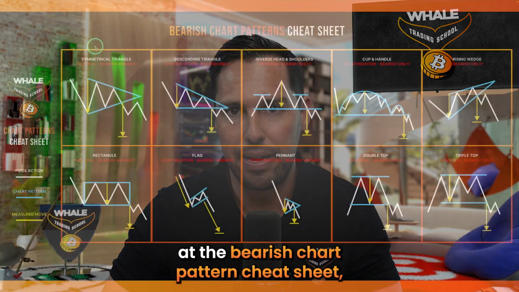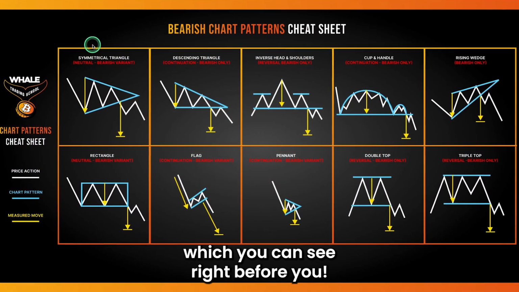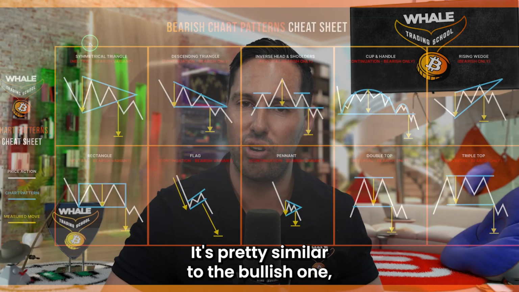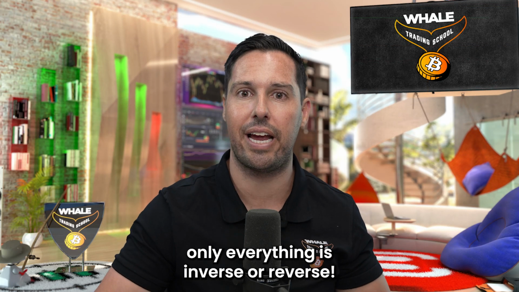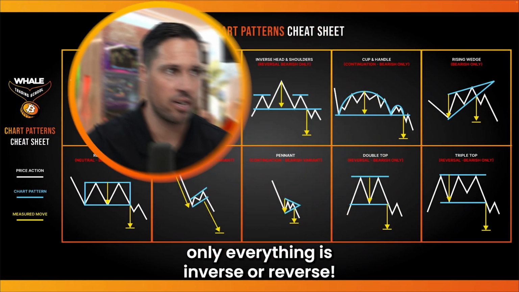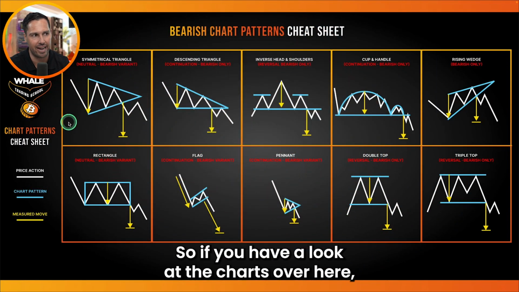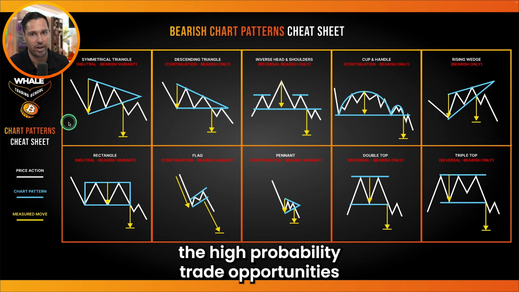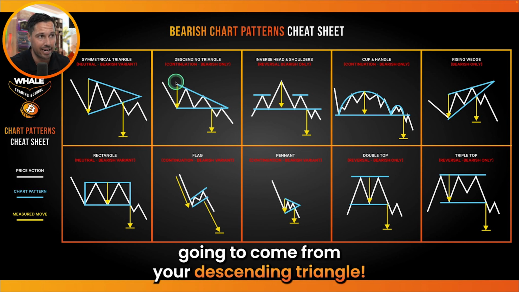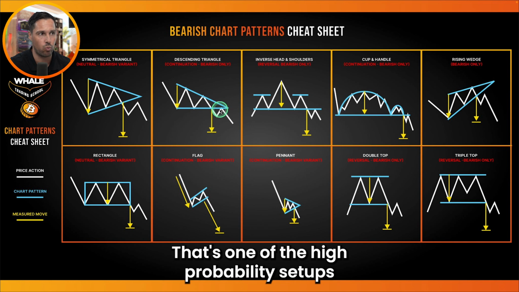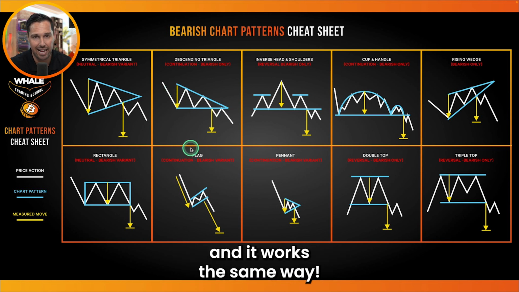Now we're going to have a look at the bearish chart pattern cheat sheet, which you can see right before you. It's pretty similar to the bullish one, only everything is inverse or reverse. So if you have a look at the charts over here, the high probability trade opportunities are once again going to come from your descending triangle.